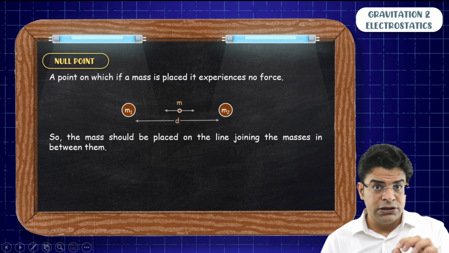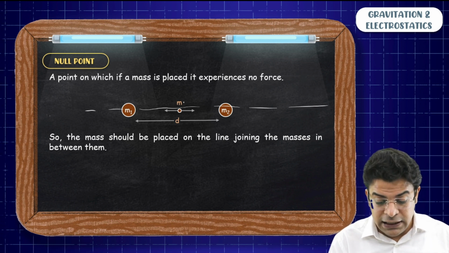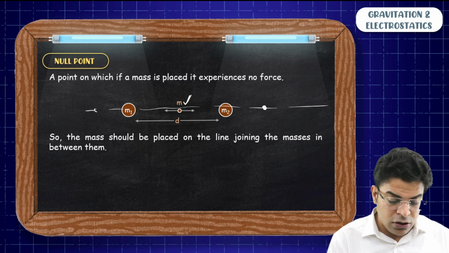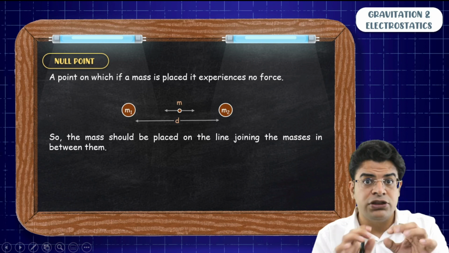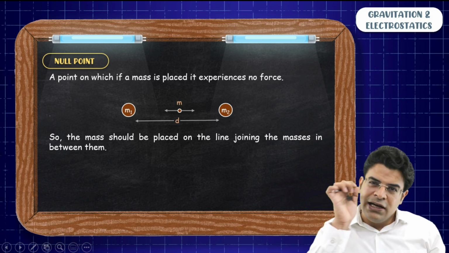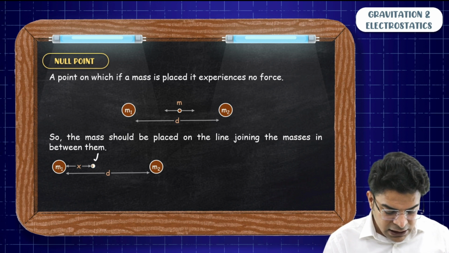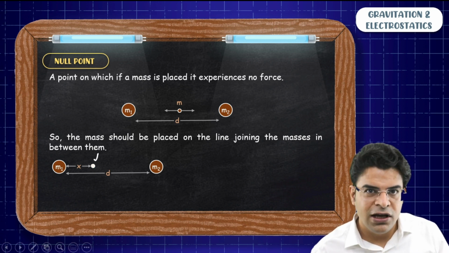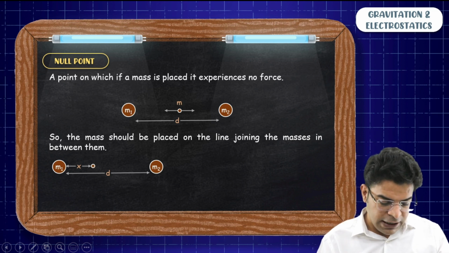The third mass, to find the null point, should be placed on the line joining the masses and in between them. Not outside here, not outside there, not somewhere else in space. The third mass should be placed on the line joining the masses and somewhere in between them. So let's say you place the third mass at a distance x from the first mass.